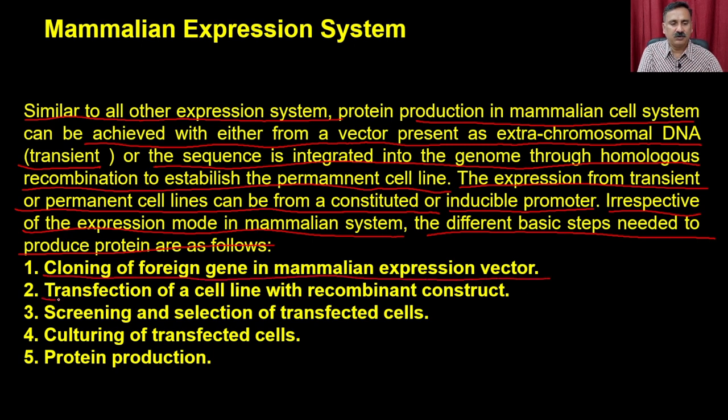In step two, you are going to transfect the cell lines with the recombinant construct. In step three, you are going to screen and select the transformed cells. In step four, you are going to culture the transfected cells. And in step five, you are going to do the protein production. If it is an inducible expression system, you are going to add the inducer. If it is a constitutive expression system, then you are going to culture the cells for cell generation, and the expression is going to be correlated to the amount of protein you are going to express.